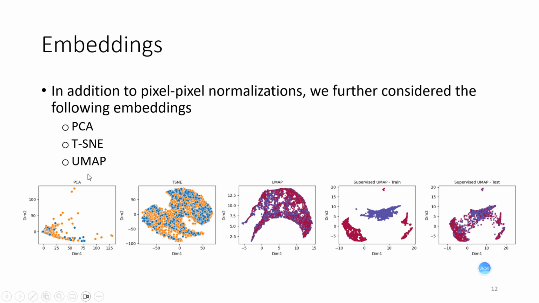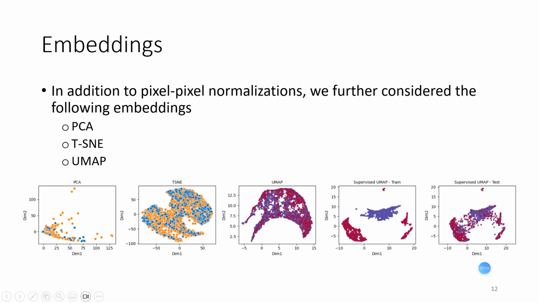We can see that for PCA and t-SNE, it's very hard to tell the difference between the multi-class and the single-class cases. Basically, the data points blend together, and for t-SNE, the same thing happens. For UMAP, basically we cannot tell which one is which.